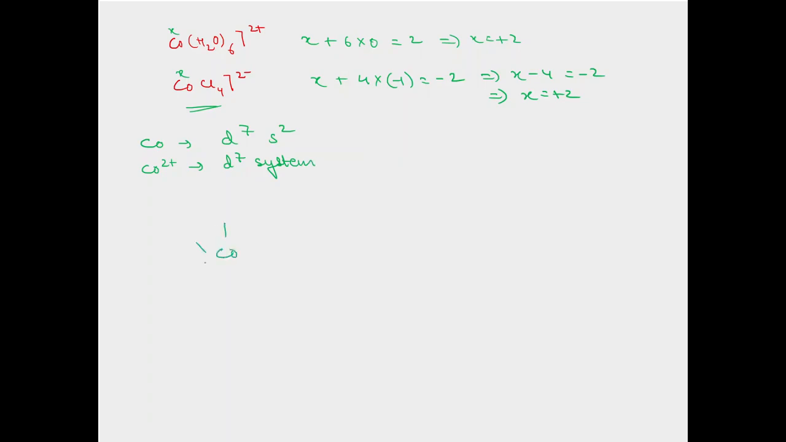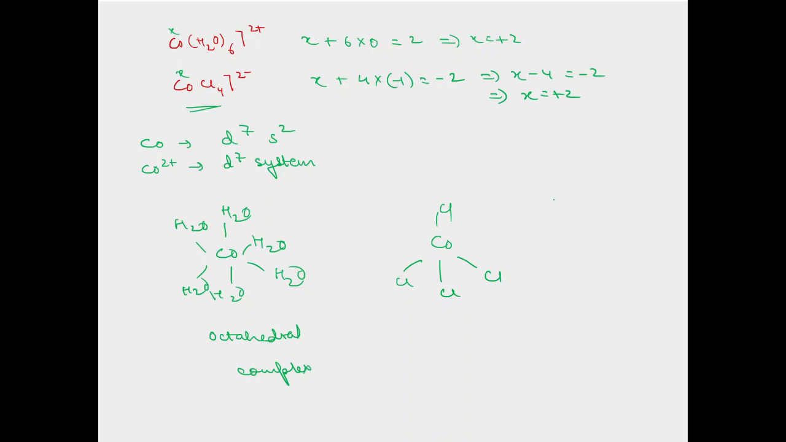Now in one case there are 6 water ligands, and in the other case there are 4 Cl ligands. So [Co(H2O)6]2+ is an octahedral complex, whereas [CoCl4]2- is a tetrahedral complex.